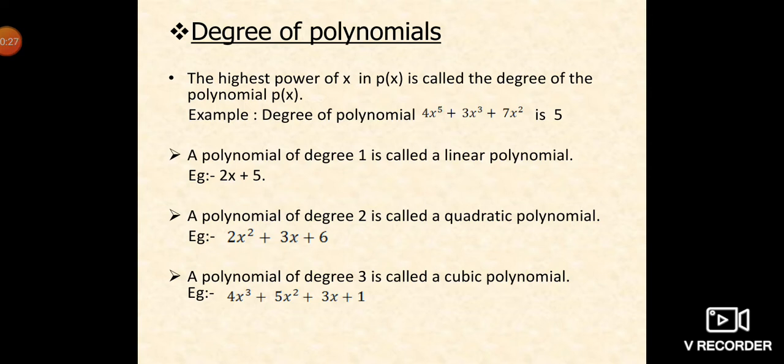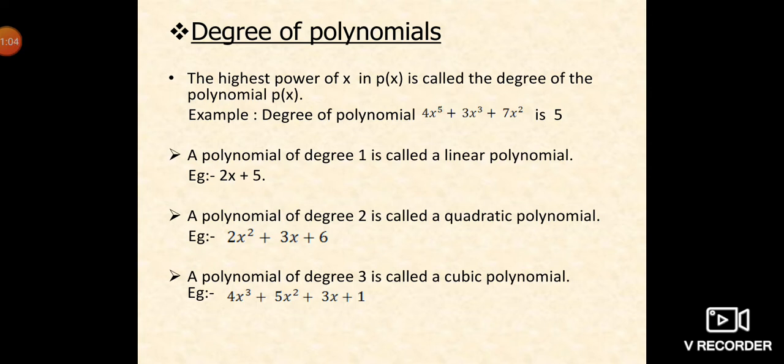Next is degree of a polynomial. The highest power of x in p(x) is called the degree of the polynomial p(x). That means, in one expression, among all the terms, the highest power of the variable is known as the degree of the polynomial. For example, the degree of the polynomial 4x^5 + 3x^3 + 7x^2. Here three terms are there. Among the three terms, the highest power is known as the degree. It is 5.